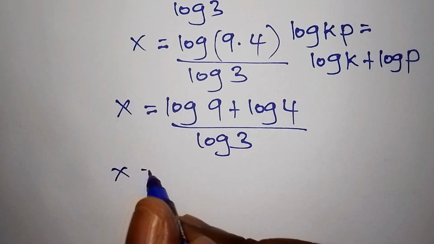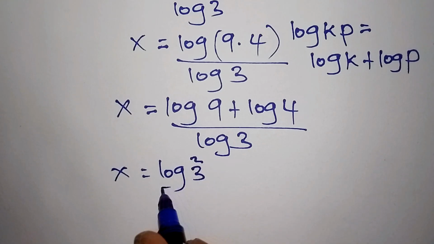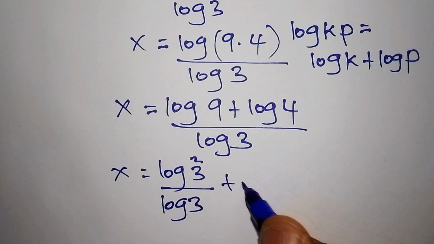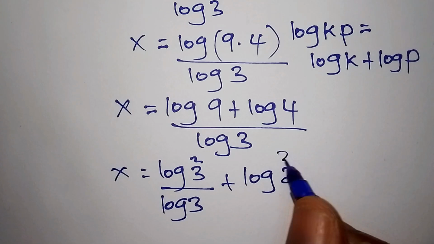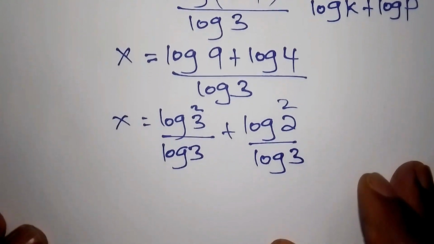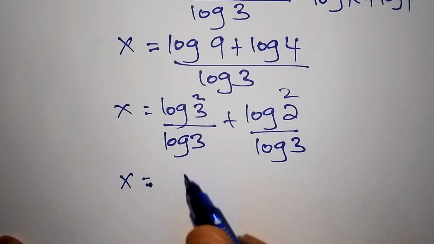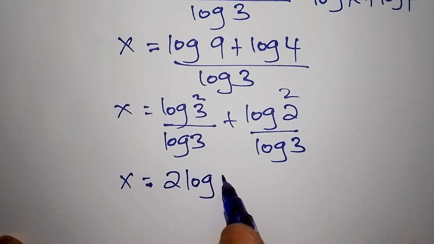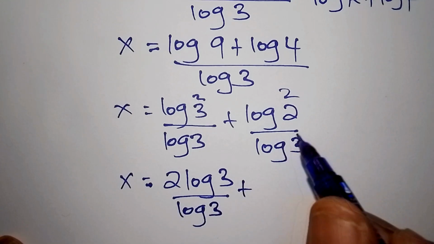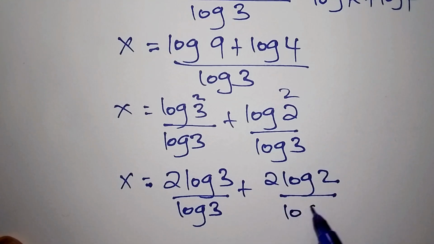So the value for x is equals to the log of 9, which can be written as the log of 3 to the power of 2, divided by the denominator that is the log of 3, plus the log of 4 which can be written as the log of 2 to the power of 2, divided by the log of 3. Next step, the value for x is equals to the log of 3 to the power of 2 can be written as 2, the log of 3, all over the log of 3, plus the log of 2 to the power of 2 can be written as 2, the log of 2, all over the log of 3.